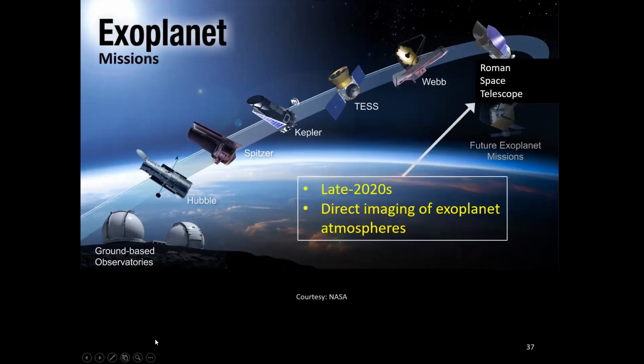Next. Now, coming up, hopefully in the next decade, is the Roman Space Telescope. And for the first time, we'll be able to start directly imaging exoplanet atmospheres. So the Roman Space Telescope will take us really to the next step beyond even what Webb is able to do. Next.